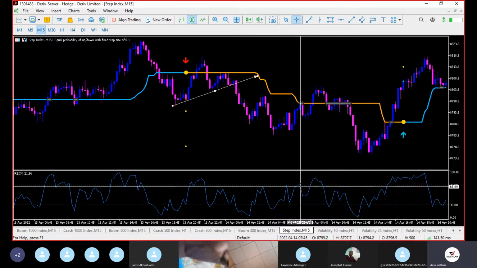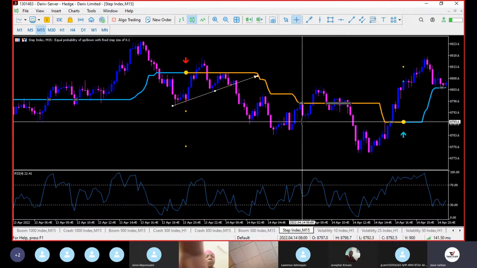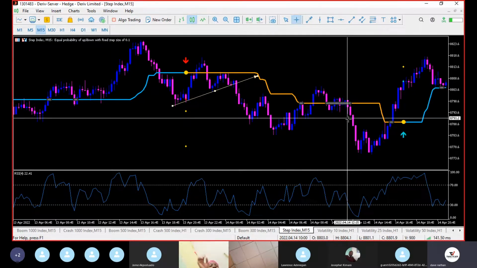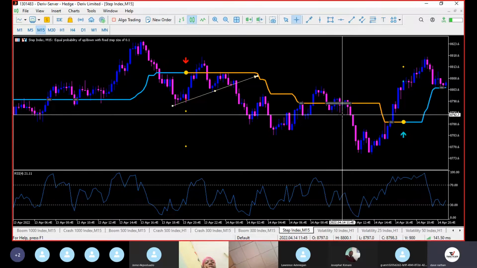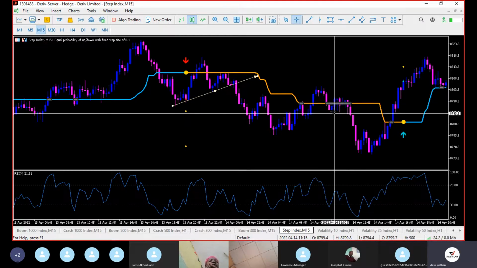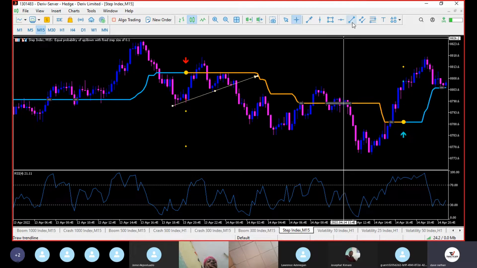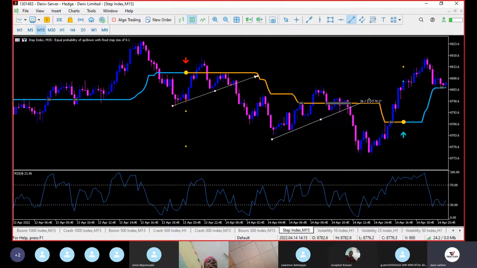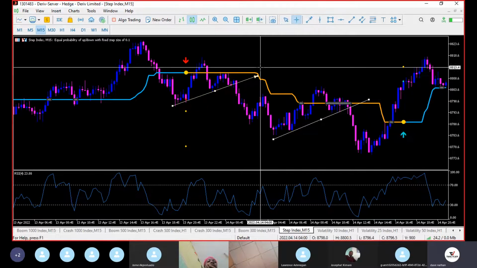So if RSI gives you a signal and the overall sentiment is bearish, you wait for it to cross below, because it can go up and keep going upward. You wait for it to cross below. When it crosses below, you just wait for a breakout so that you can take a better entry. Let me come again. This is important.